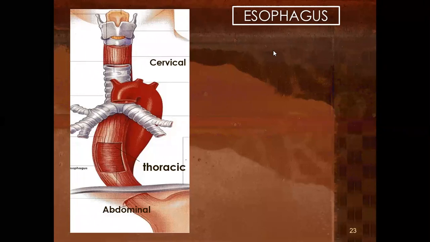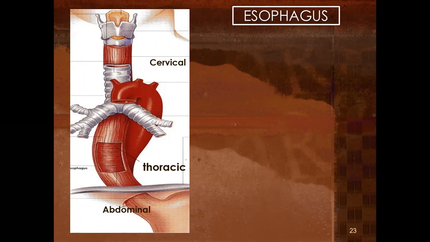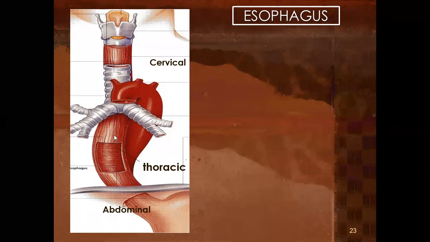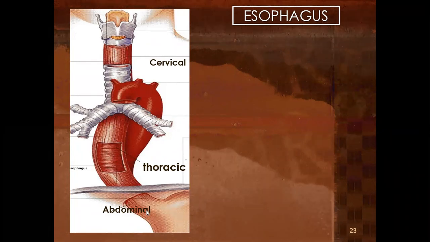Okay, so we'll move further, going to the esophagus. We already studied the oral cavity, the tongue, and the pharynx. Now going to the esophagus. So now we'll study the esophagus. Here you can see the esophagus going down all the way to the abdomen.